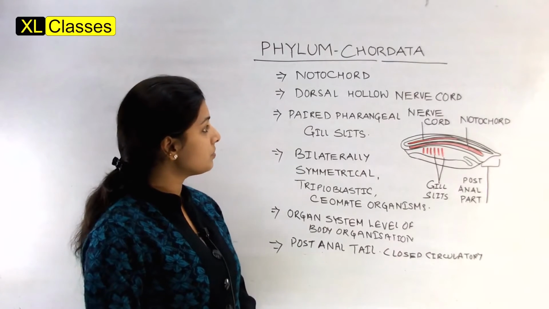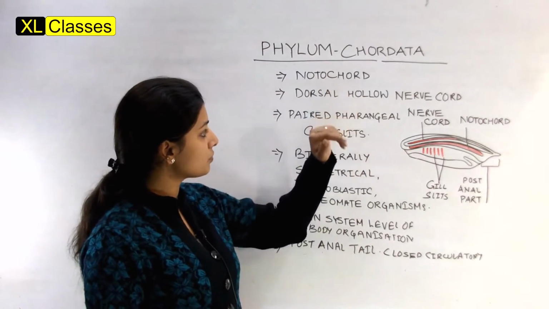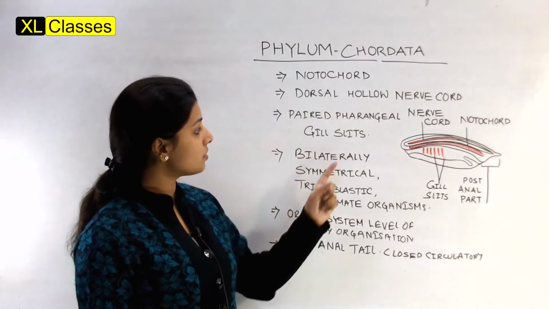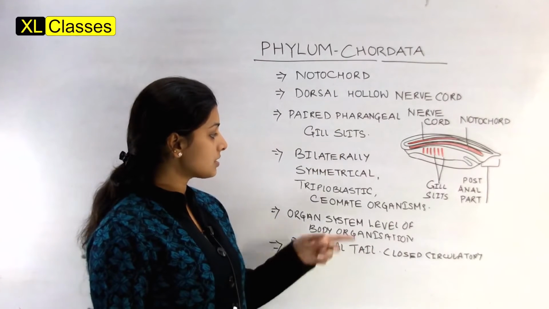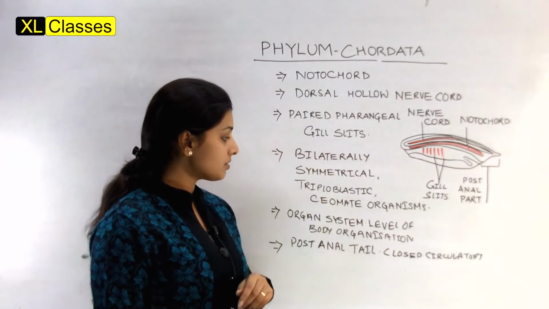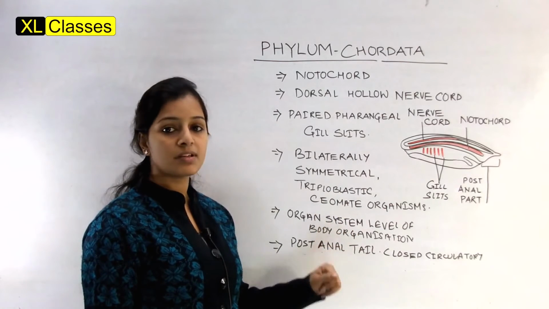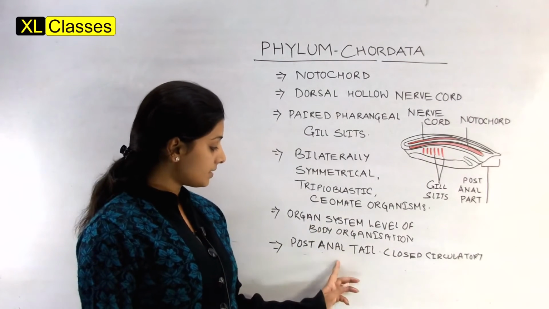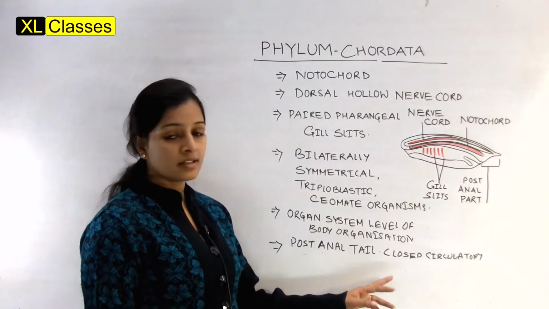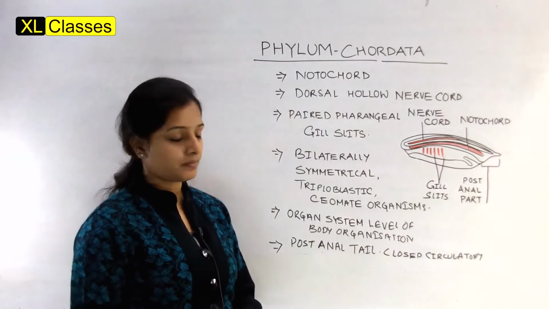So these are some of the unique characteristics: the presence of a notochord, a dorsal hollow nerve cord, paired pharyngeal gill slits. These organisms are bilaterally symmetrical, triploblastic, coelomate organisms having an organ system level of body organization and having a post-anal tail with a closed circulatory system.